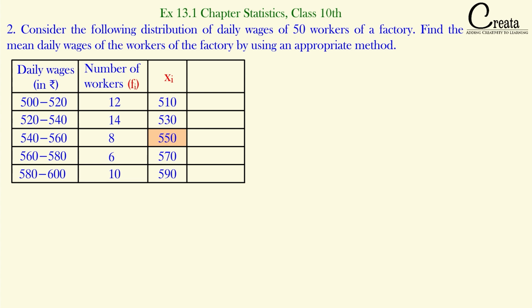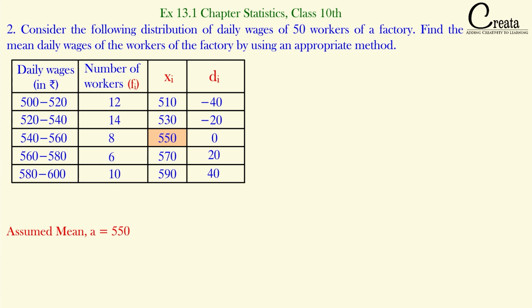Let's take assumed mean A as 550 and we will subtract 550, that is the assumed mean, from all these values of the observation, which is Xi. 510 minus 550, which is minus 40. 530 minus 550, which is minus 20. 550 minus 550, which is 0. Then 20, then 40. This is the deviation which we denote as Di. Next, now we again have two options.